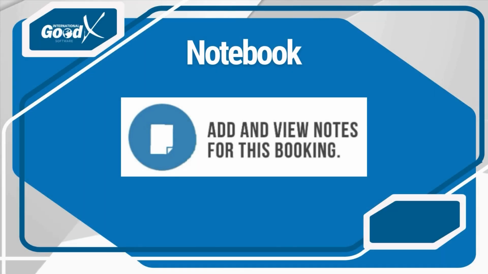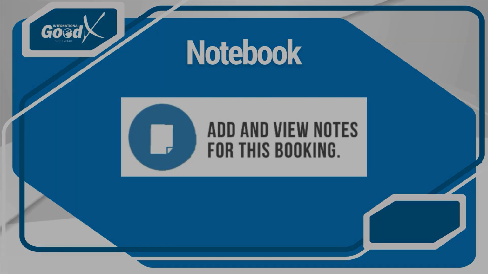The paper icon gives you access to the notebook. You can add or view notes related to the booking. For example, you might record a patient's special request or a billing query. If the patient doesn't have a file, the notebook icon won't appear.